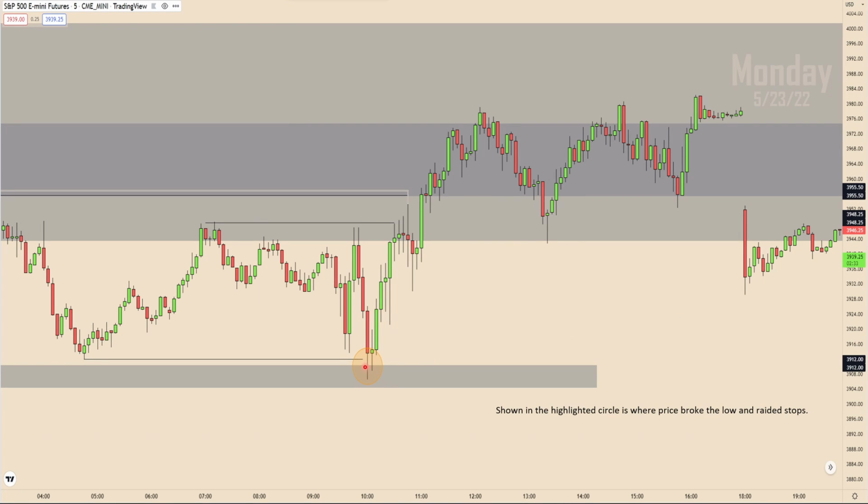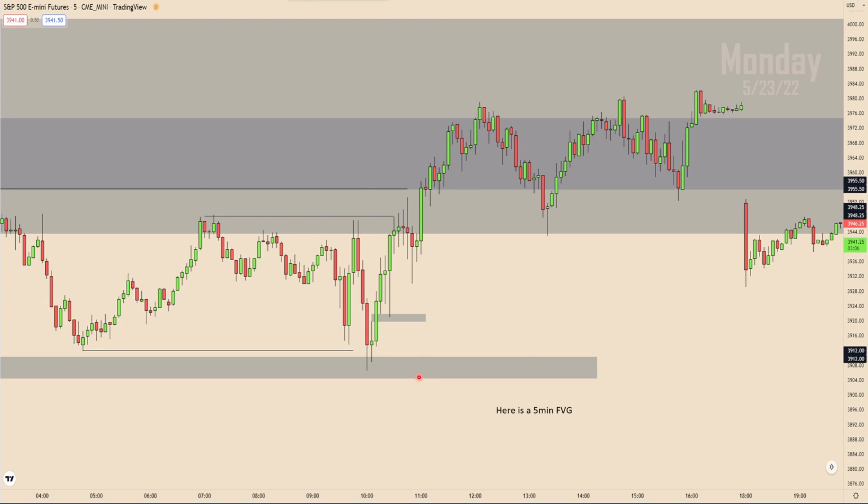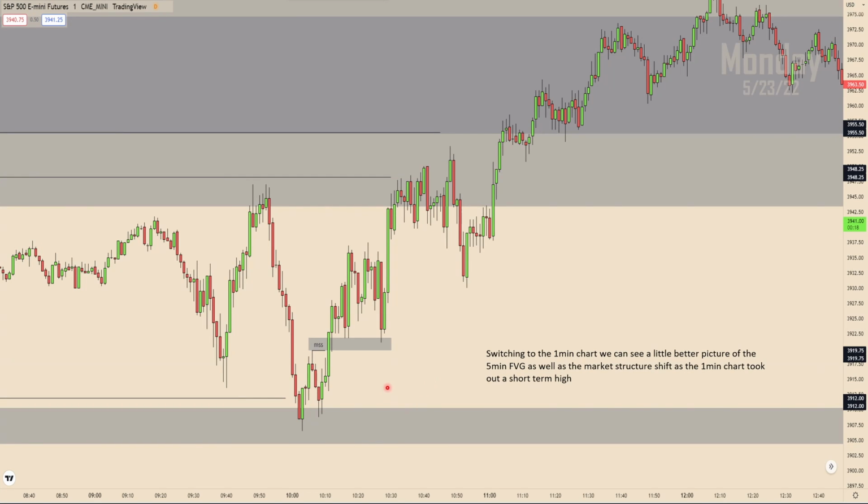Going to a 5-minute chart, you can see it dropped below and then took out stops and then made a move up. One thing to notice here is this 5-minute fair value gap. Then we'll go down to the 1-minute to refine our entry. So looking at the 1-minute, a little bit better picture, right? You can see it came down, made a short-term high, came back down, and then broke that up. So initially, if you were looking for this fair value gap here on the 1-minute, you didn't get entry, could have entered on the 5-minute fair value gap. However, if you missed that, it's not a big deal.